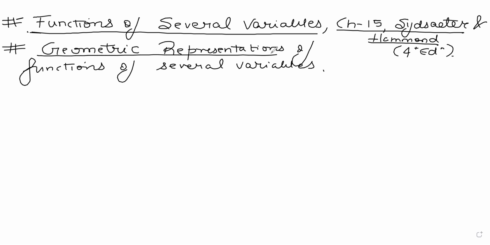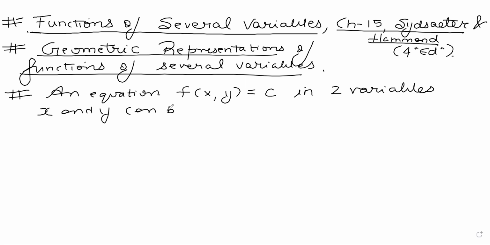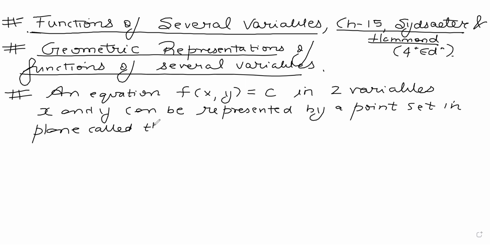Okay, so we can write an equation f of x, y equal to c in two variables x and y. It can be represented by a point set in the plane called the graph of the equation. An equation f of x, y equal to c in two variables x and y can be represented by a point set in the plane called the graph of the equation.